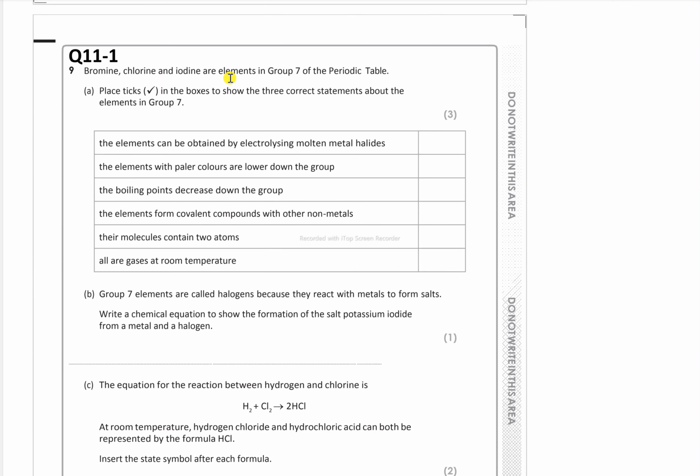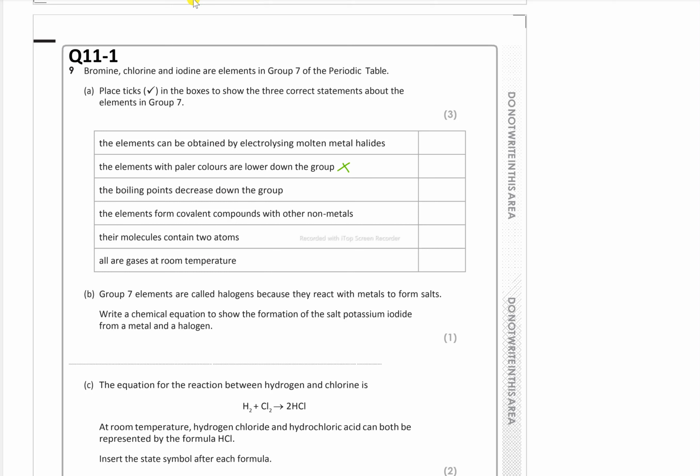Right. Bromine, chlorine, iodine. Elements can be obtained by electrolyzing molten halides. For group 7, we just need anything there. Elements with paler colors are lower down the group. That's not true, they get darker.